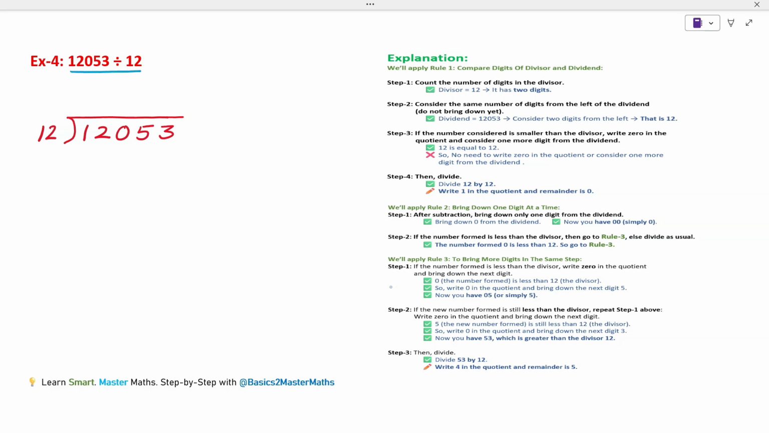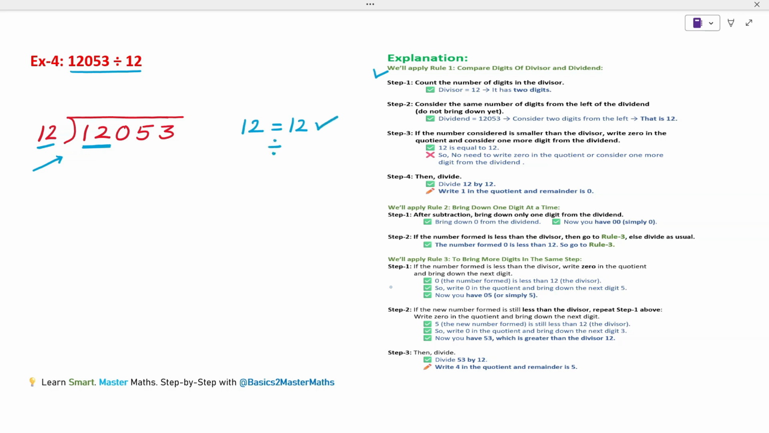Today we are going to solve this problem. First, let us apply rule 1. Here 12 is the divisor and it has two digits. Therefore, you have to consider two digits of the dividend from the left. Now, the number considered is 12, which is equal to the divisor 12.